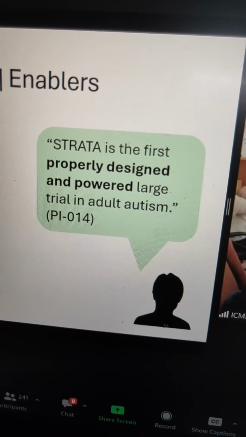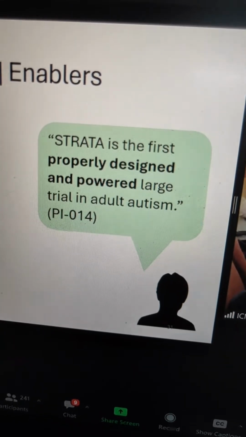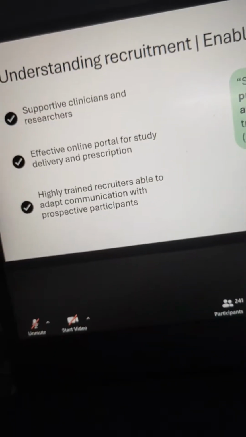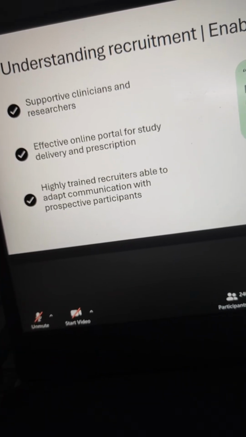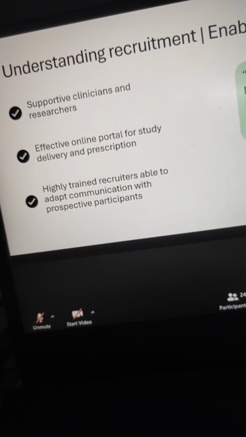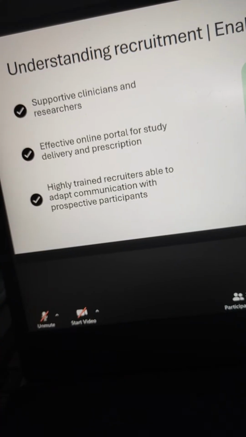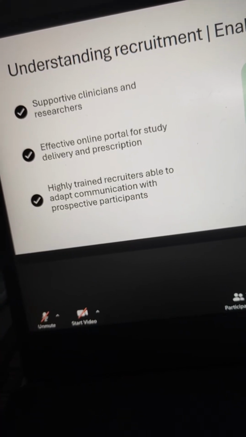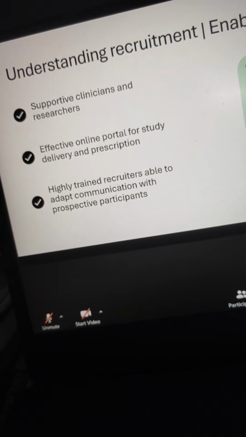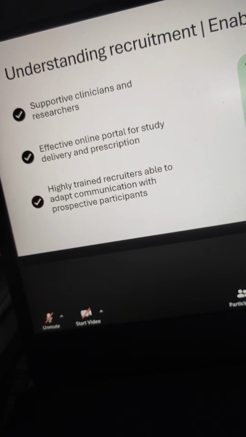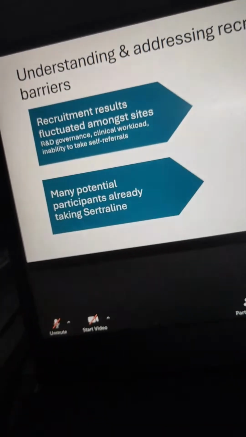This trial happened post-COVID, so everything had to be done remotely, online. This actually worked in our favour. Those that were delivering the trial found that very effective. Participants themselves actually really liked the remoteness and being able to do everything online. It worked. COVID did us a favour. The highly trained recruiters as well, that worked really well. They were a really good enabler of recruitment.